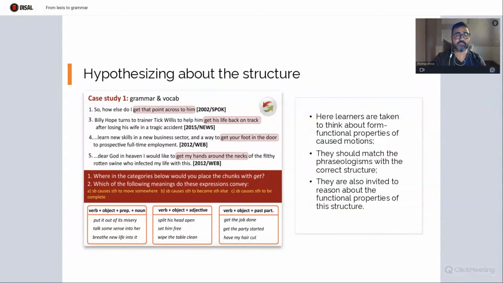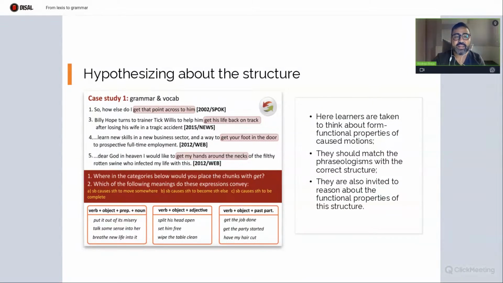So the first question is meant to tackle the form of this construction, right? They were supposed to figure out that these constructions are similar to the ones in the first box. And the second question, which of the following meanings do these expressions convey? We have three options. Somebody causes something to move somewhere, somebody causes something to move something else, or somebody causes something to be complete.